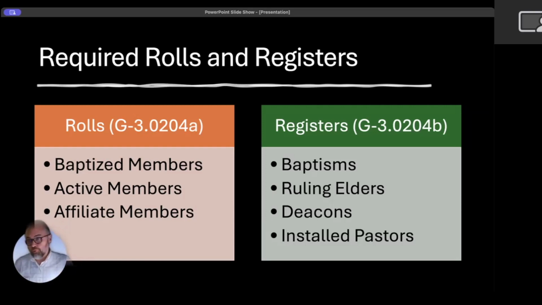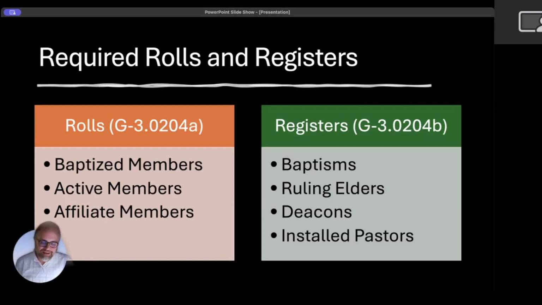You have the register of ruling elders. So every time someone is ordained as a ruling elder, they get added to that list. Same goes for deacons. And when you have an installed pastor, that person gets added to that register with the dates of their service.